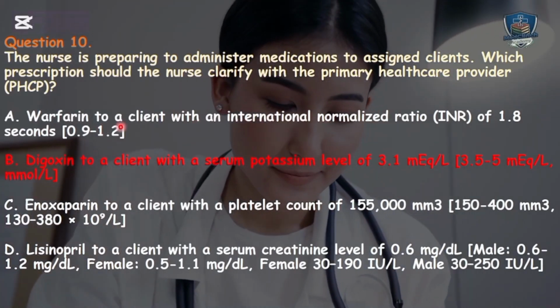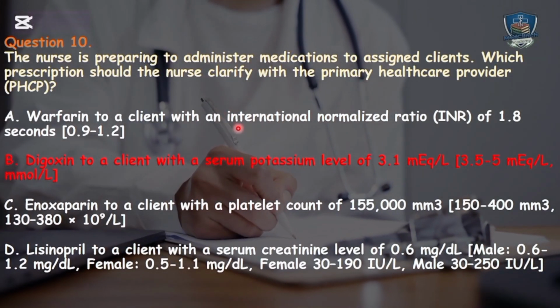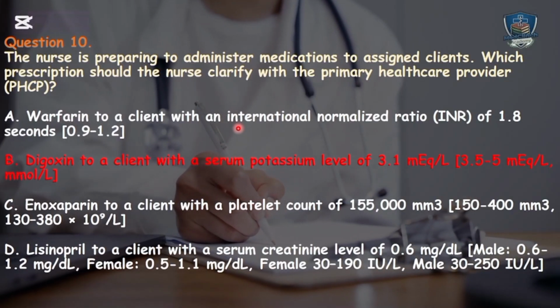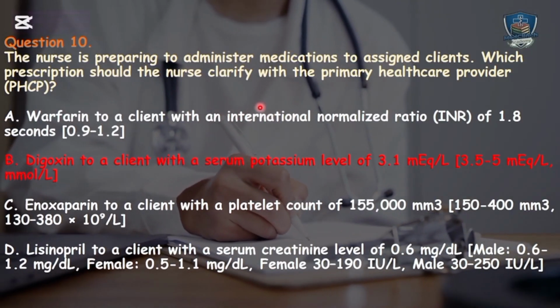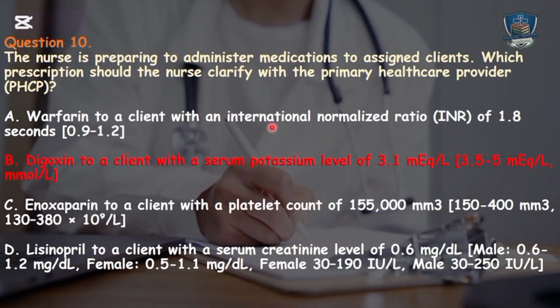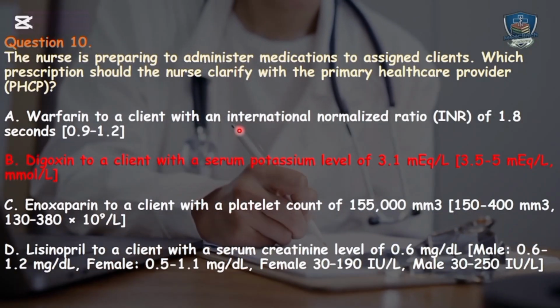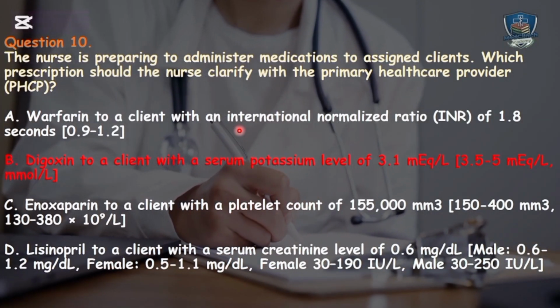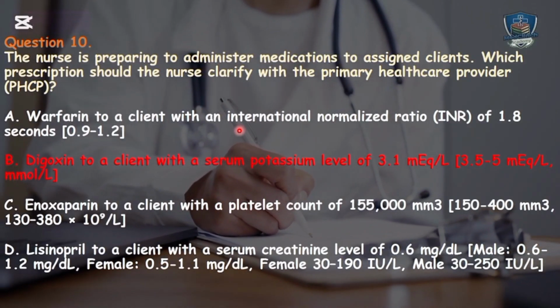When it comes to warfarin, we know that when you're doing coagulation studies, we always monitor some of the anticoagulants. In this question, we always use INR to monitor warfarin, and the client has an INR of 1.8. So there's nothing wrong with this value because we are still targeting the normal value. So there's nothing wrong with this choice A.